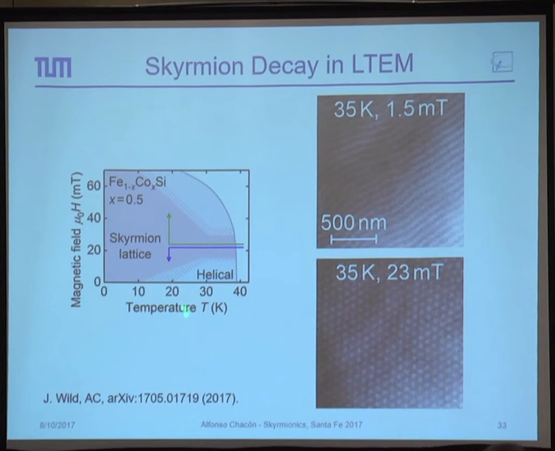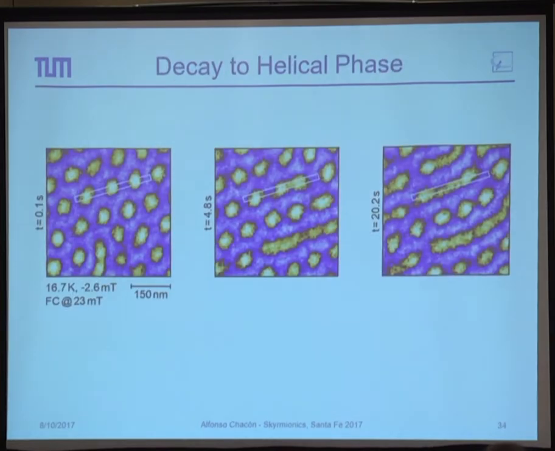And as we did in the neutron scattering experiment, we go down to a certain temperature, we then increase or decrease the field, and mainly we studied these regions which were lightly shaded with this pink color. And what you can observe if we decrease the field is a transition to the helical phase. Now we're able to actually observe single skyrmions merging over time.